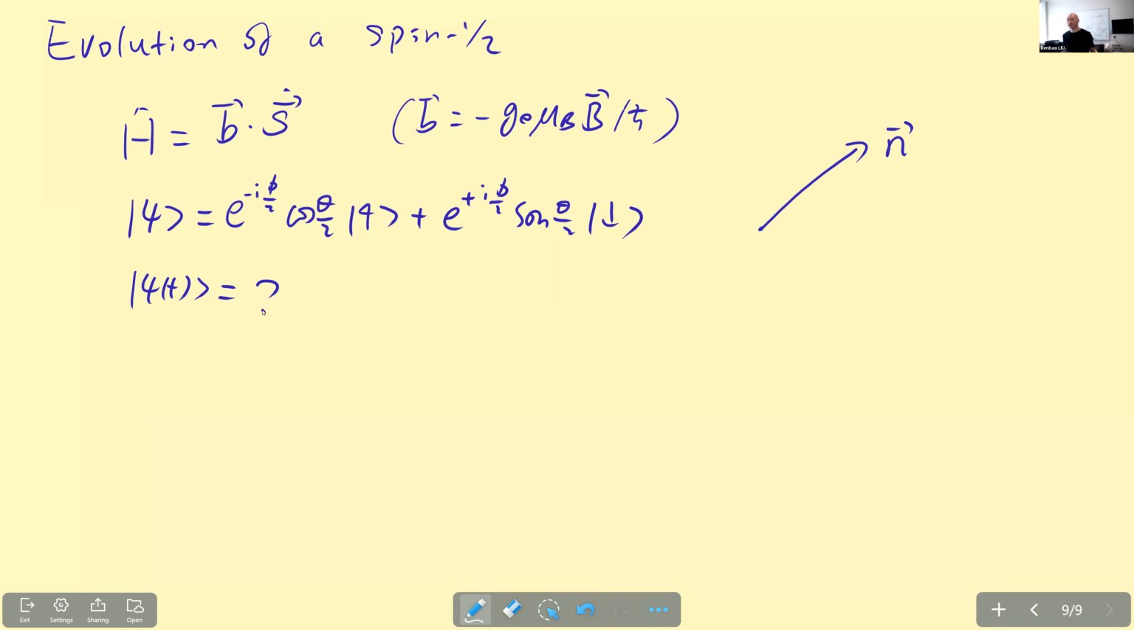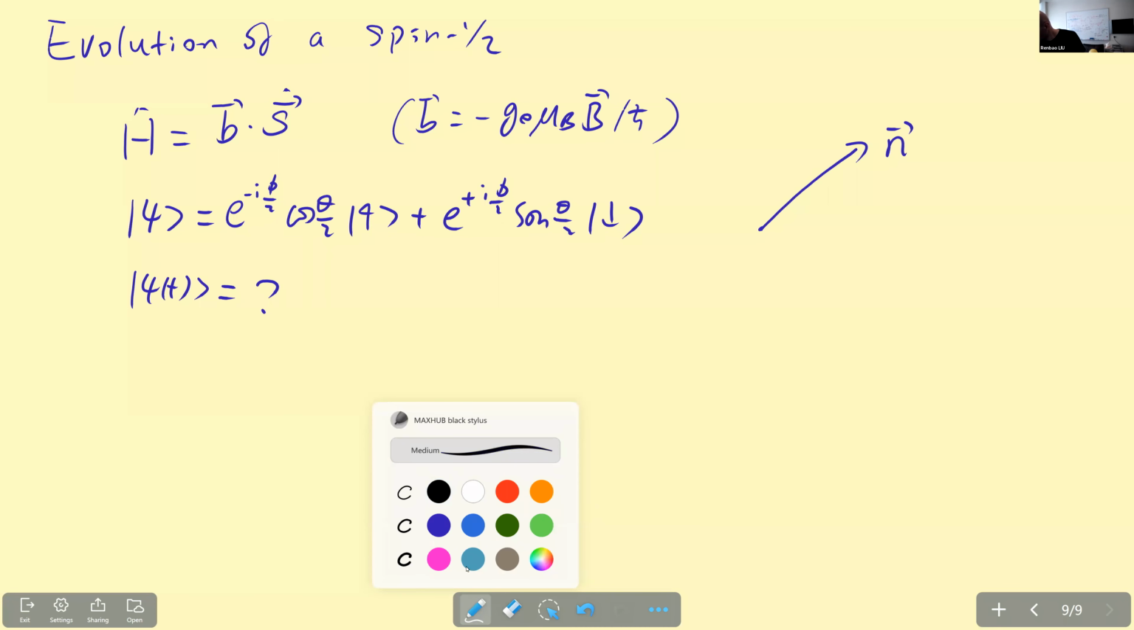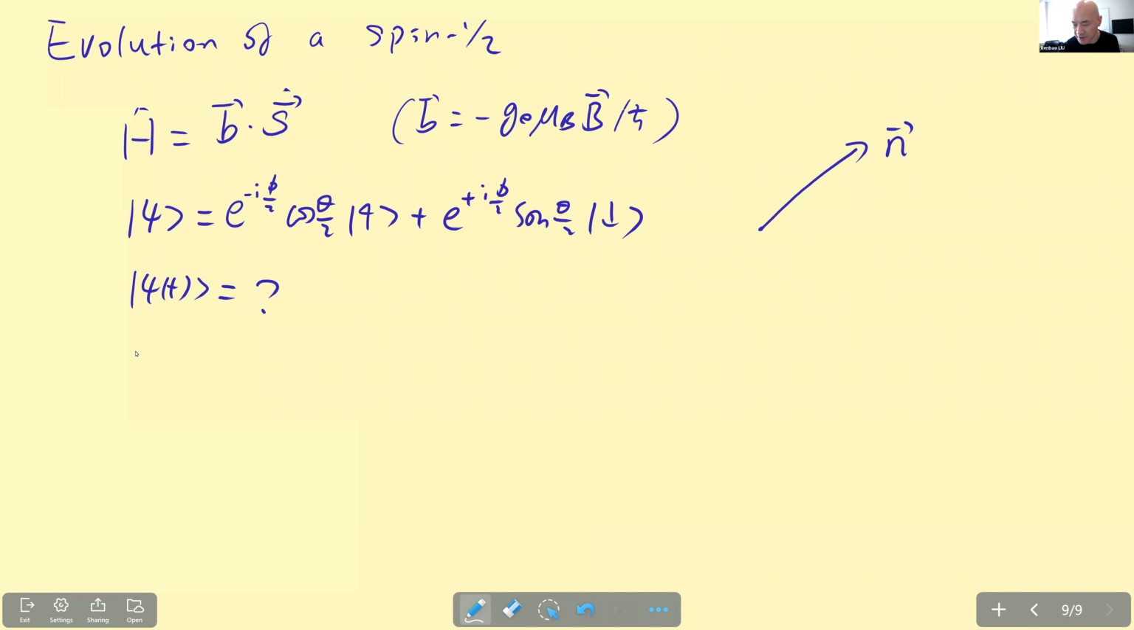So in general, it's not a difficult problem, but if you're not familiar, it could be a little bit tedious for the calculation. But let's consider a simple case. Okay. Let's consider a simple case. The Hamiltonian just equals, say, B_z times S_z. That is actually very simple. It's already diagonal.